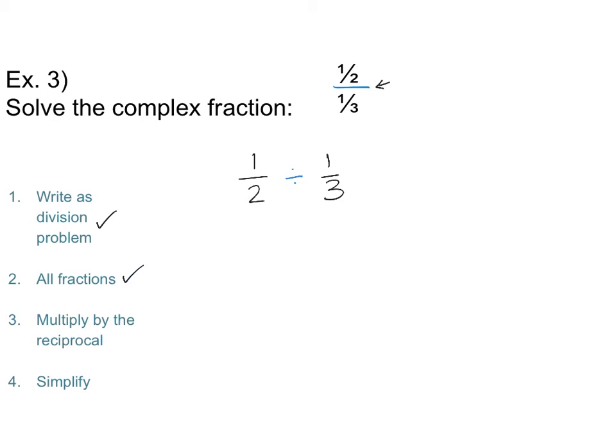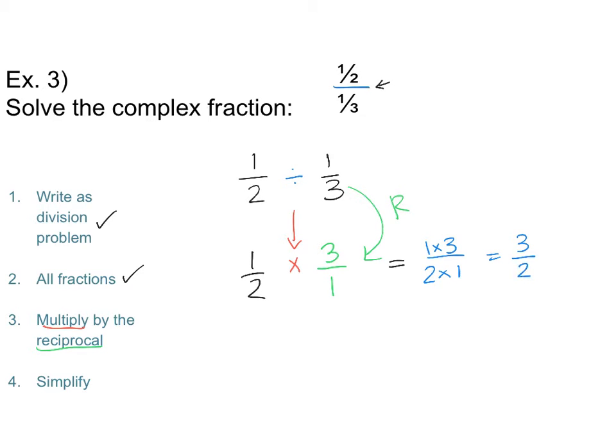They're all fractions, so now I just need to multiply by the reciprocal. So the reciprocal of 1/3 would be 3/1. And then my first term just stays the same. So now I'll just multiply. So what is 1 times 3? That's just 3. And then 2 times 1, that's just 2.